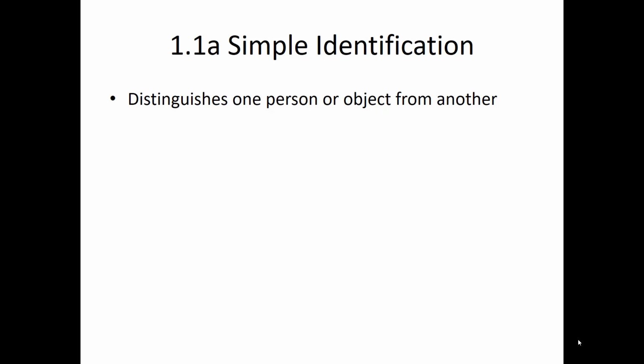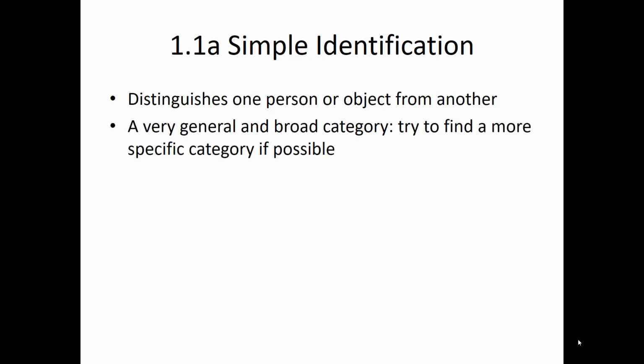The article's function in simple identification is its pointing type of idea, where it simply distinguishes one object from another object, one person from another person. This is a very general category, a very broad category. So if you can see something else that the article is doing, you want to try to find that too. Kind of as a last resort, you would resolve yourself to simply putting simple identification.